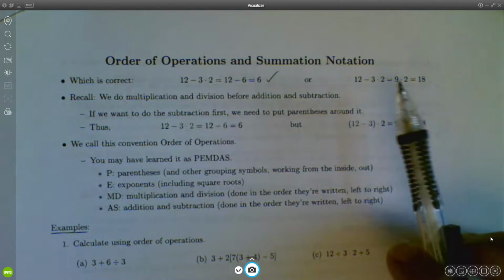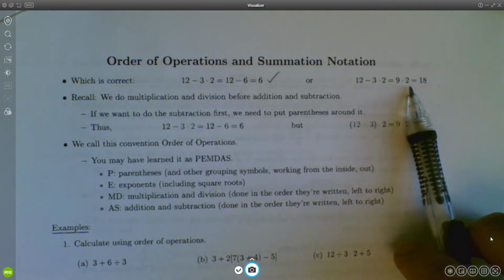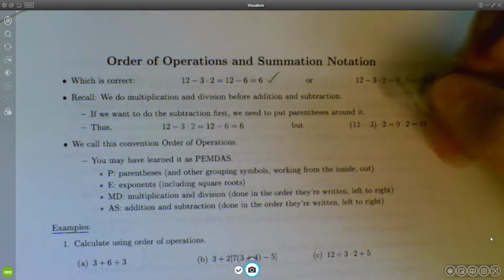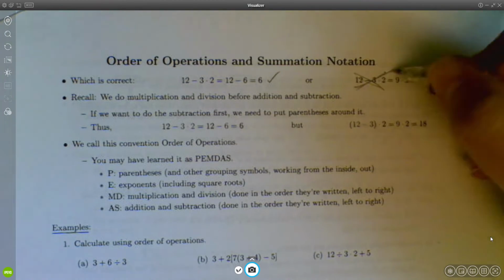The second solution, it looks like what we did is we did the subtraction first. 12 minus 3 is 9, and then 9 times 2 is 18. But that's wrong, because we're supposed to do the multiplication first. So this one is not correct.